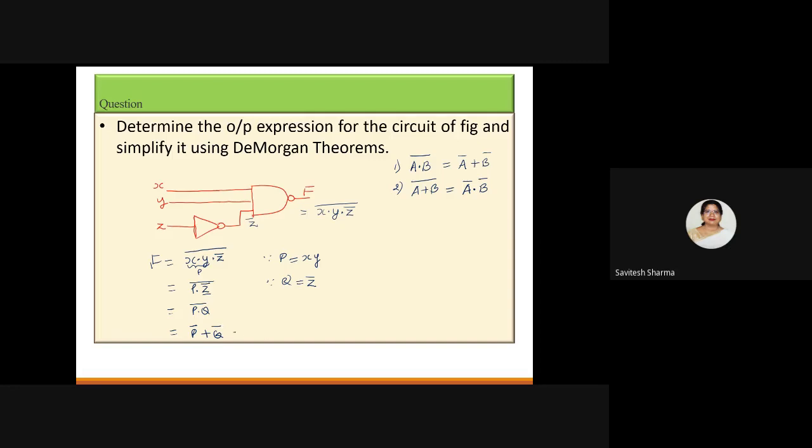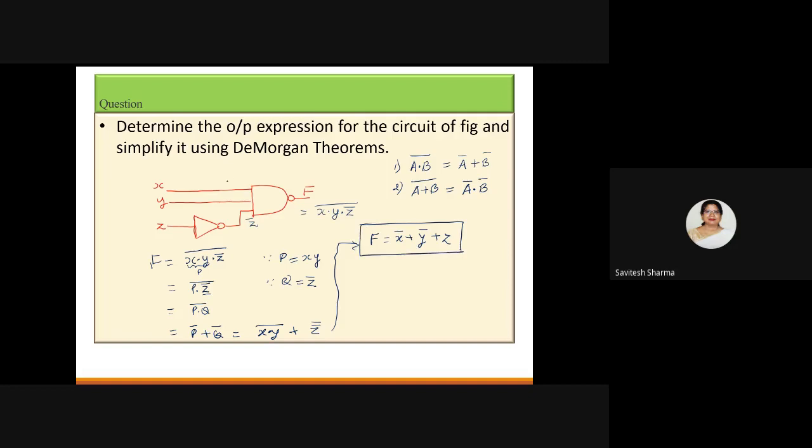Now I will write what p is. P is my x dot y complement, and q is my z complement. Again a complement is there, so a double complement. Further I will simplify it. Again x dot y are joined together, so again I can apply the De Morgan theorem here. The (x dot y) complement you can write as x complement plus y complement, and you know that the complement of the complement is the true signal. So this is the final simplified expression.